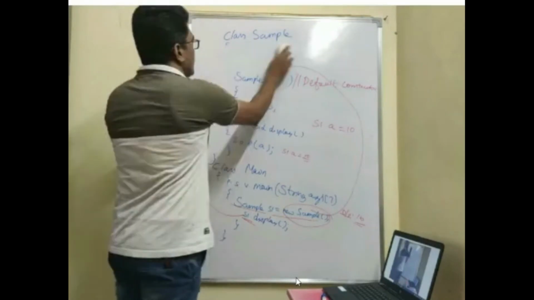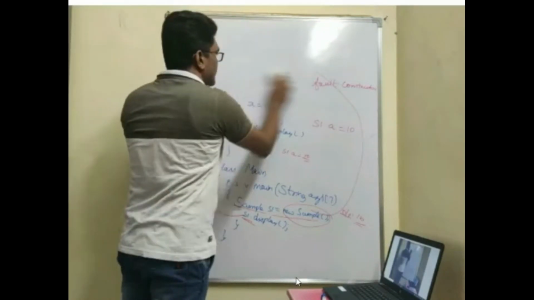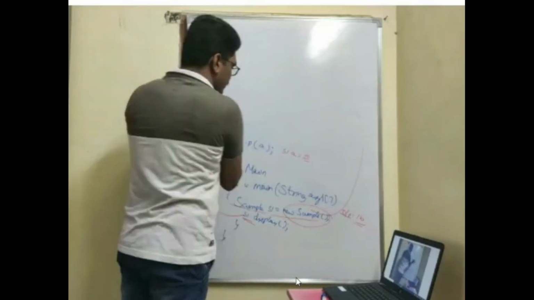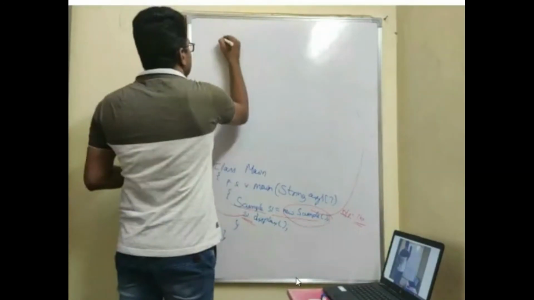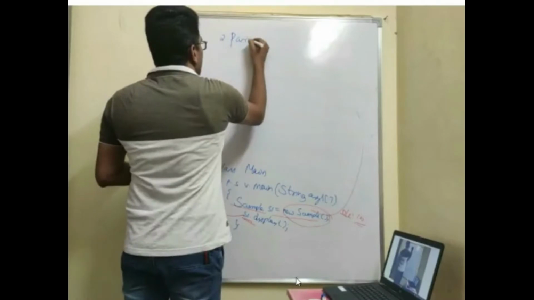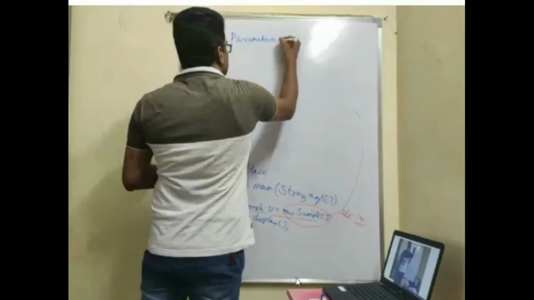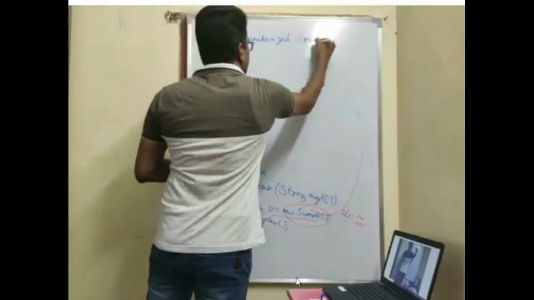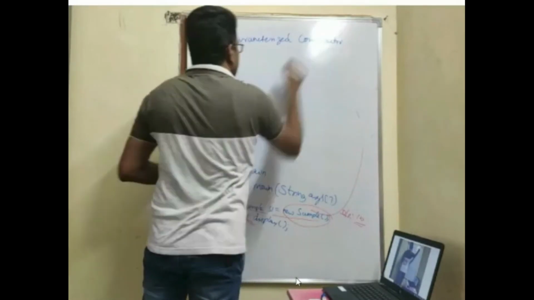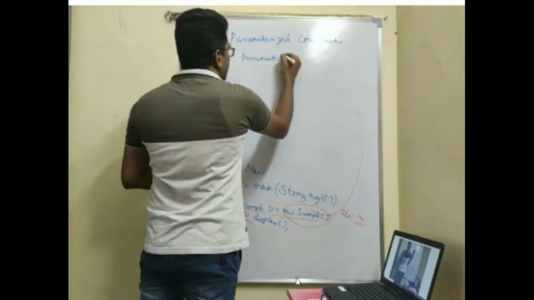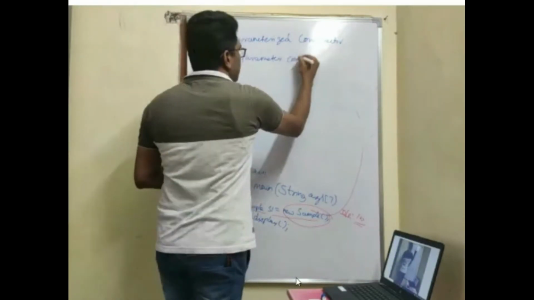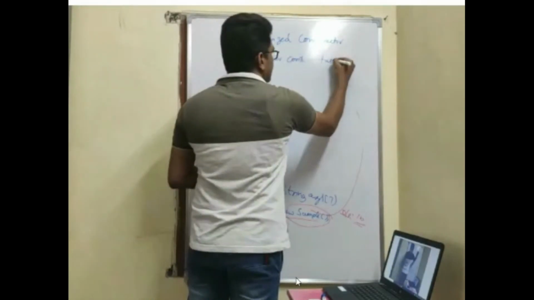Okay. Now next we'll see the next type of constructor. The next type of constructor is parameterized constructor. Parameterized constructor takes parameters.